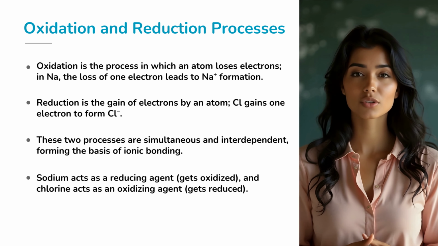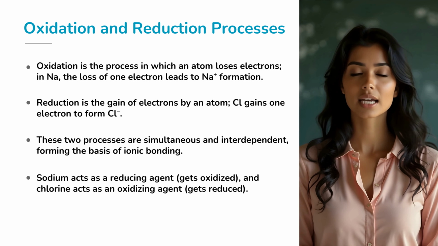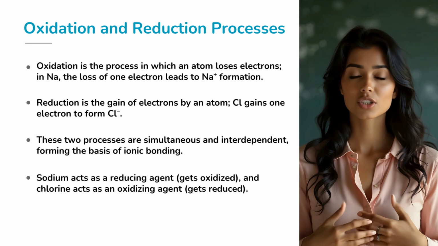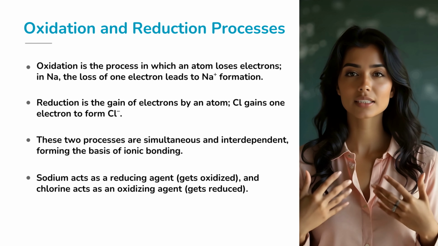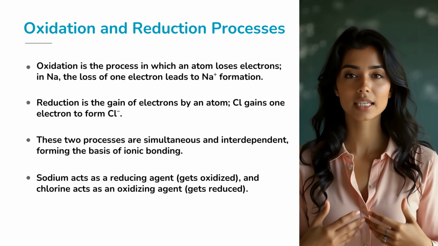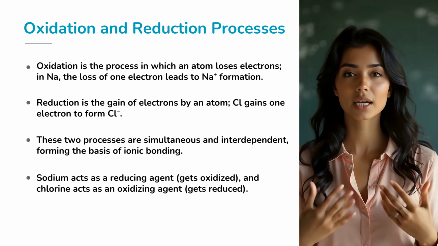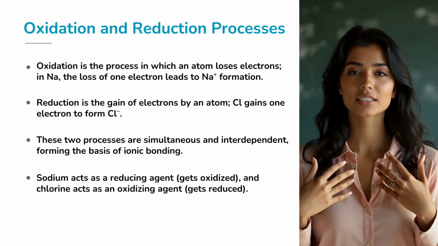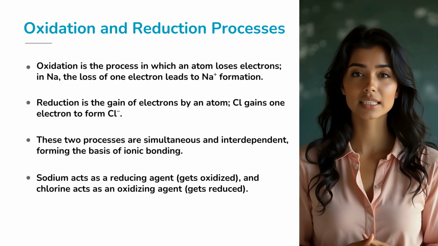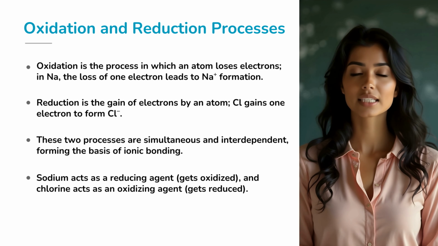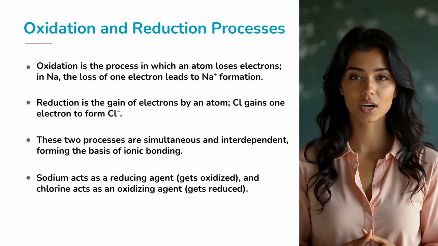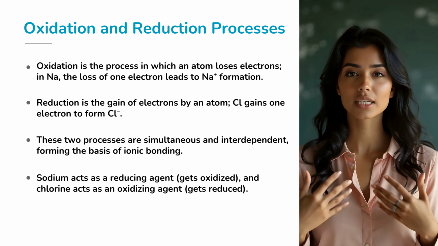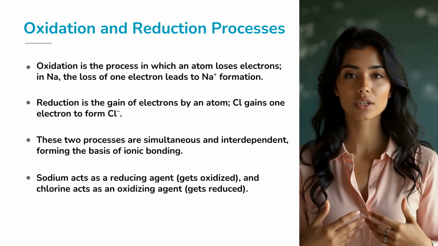Reduction, on the other hand, is the gain of electrons. Chlorine with an initial configuration of 2, 8, 7 accepts one electron to become chloride ion with configuration 2, 8, 8. We express this as chlorine plus one electron gives chloride ion, spelled out as Cl plus one electron forms Cl minus. These processes happen simultaneously. Sodium is oxidized and acts as a reducing agent, while chlorine is reduced and acts as an oxidizing agent. This electron exchange lays the groundwork for ionic bonding.